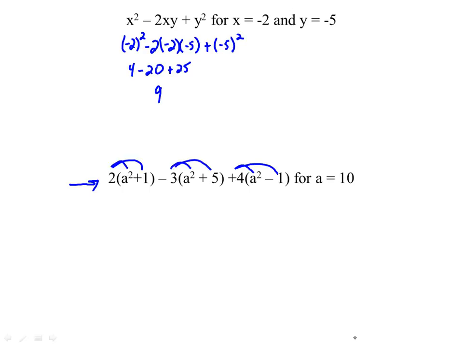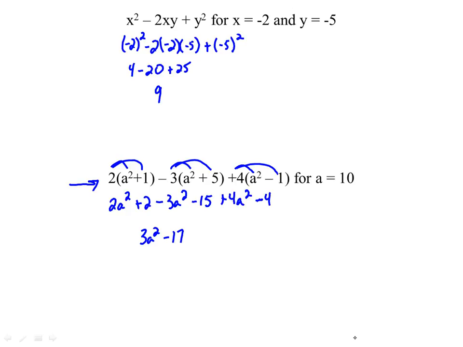All right, so we're going to have 2a squared plus 2 minus 3a squared minus 15. And then plus 4a squared minus 4. Combining like terms, we're going to have 2a squared and negative 3a squared, which is negative 1, plus 4, which is going to be a 3a squared again. And then you're going to have 2 and negative 15 and negative 4, which is going to be negative 17.